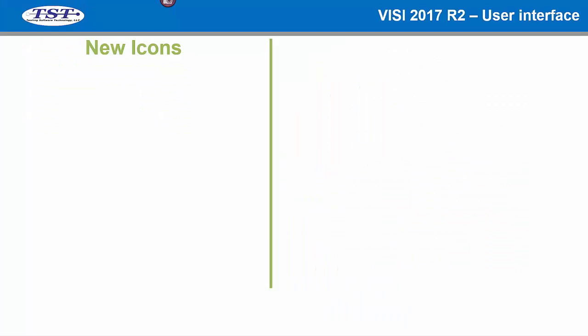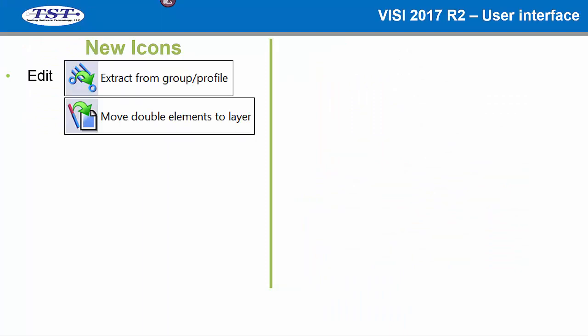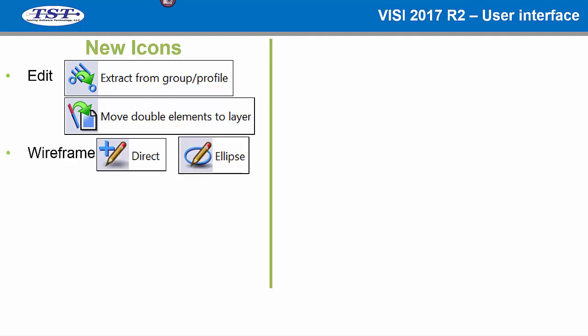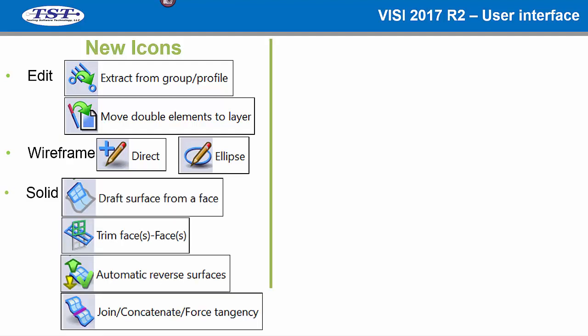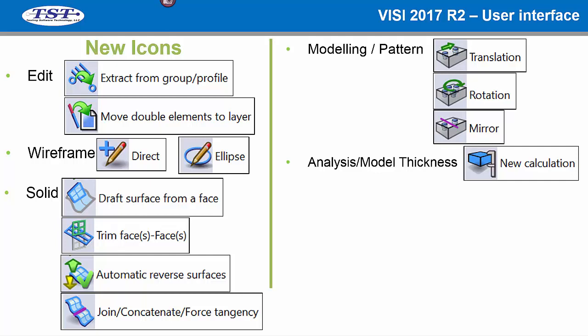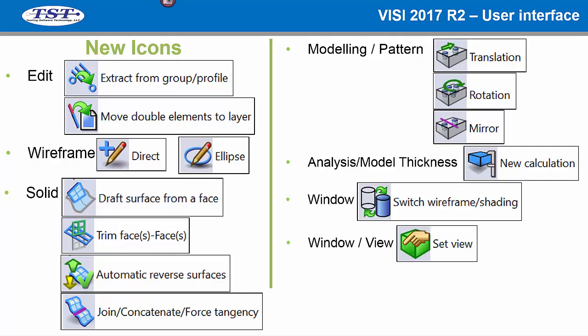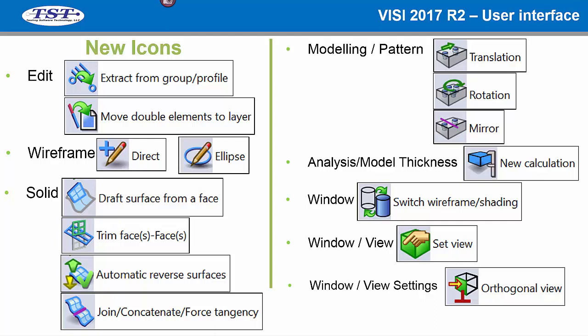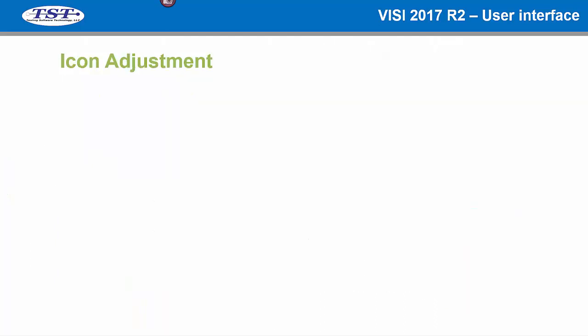So let's keep going. Let's take a look at some of the new icons. Some of these are either updated or added to things that didn't have icons. So edit, extract group profile, move double elements, direct, ellipse. Under solid, we have the draft surface from a face, trim faces, automatic reverse surfaces, join, a couple others, modeling pattern, translation rotation mirror, analysis, model thickness. There's a couple of new ones there, just adding to some that didn't have them.